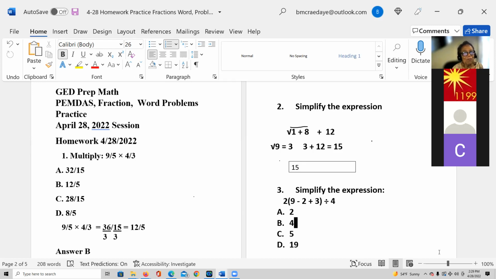What's the square root of 144? 12. Yeah, from your 12 tables, you know that, right? 12 times 12 is 144. All right. And I gave you a list of those. You got the list? I gave you a list of perfect squares.